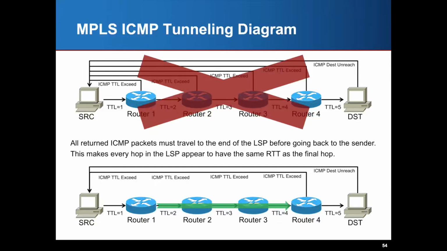Now, as it's generating a packet from router 1 and from router 2 and from router 3 and from router 4, every single one of those things gets carried to router 4 before coming back to you. And if you don't hide the hops inside of MPLS, if you expose the hops, but you use ICMP tunneling, it makes every hop along the path look and have the same latency as the endpoint.